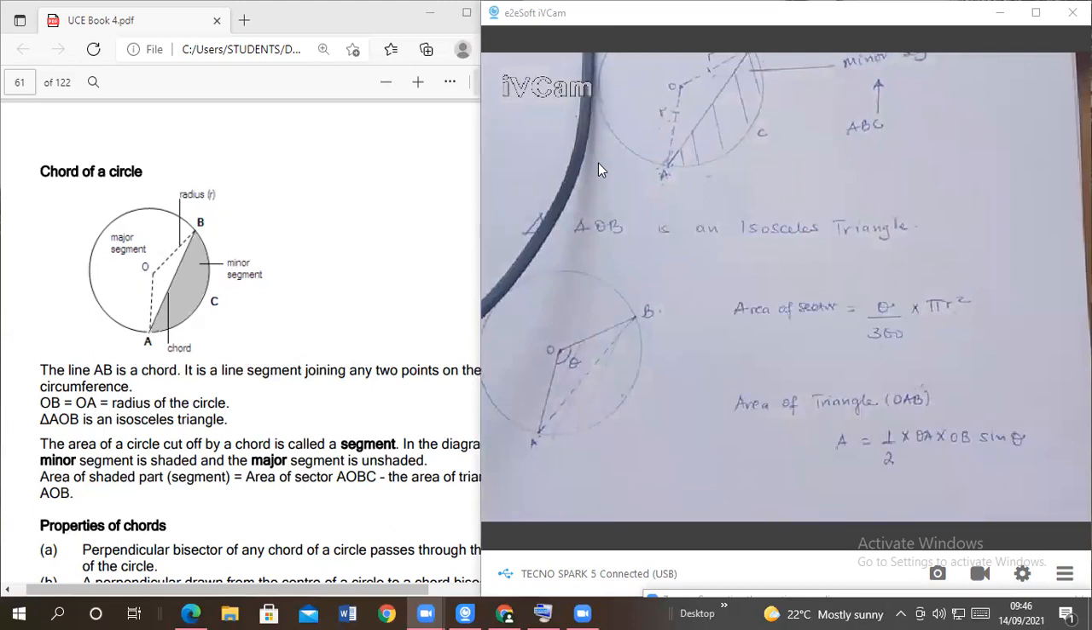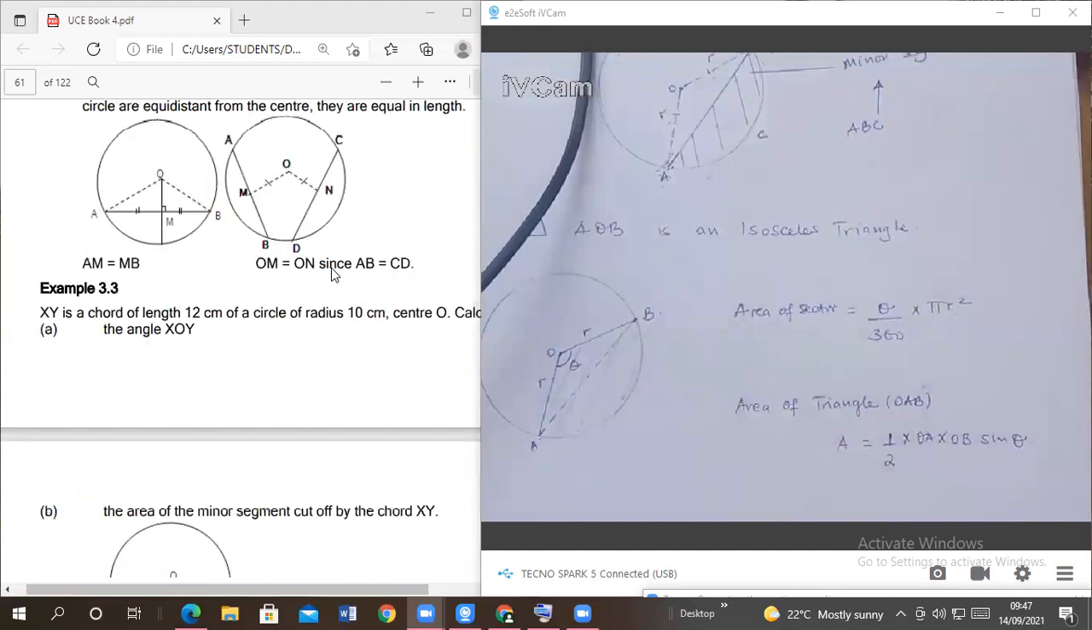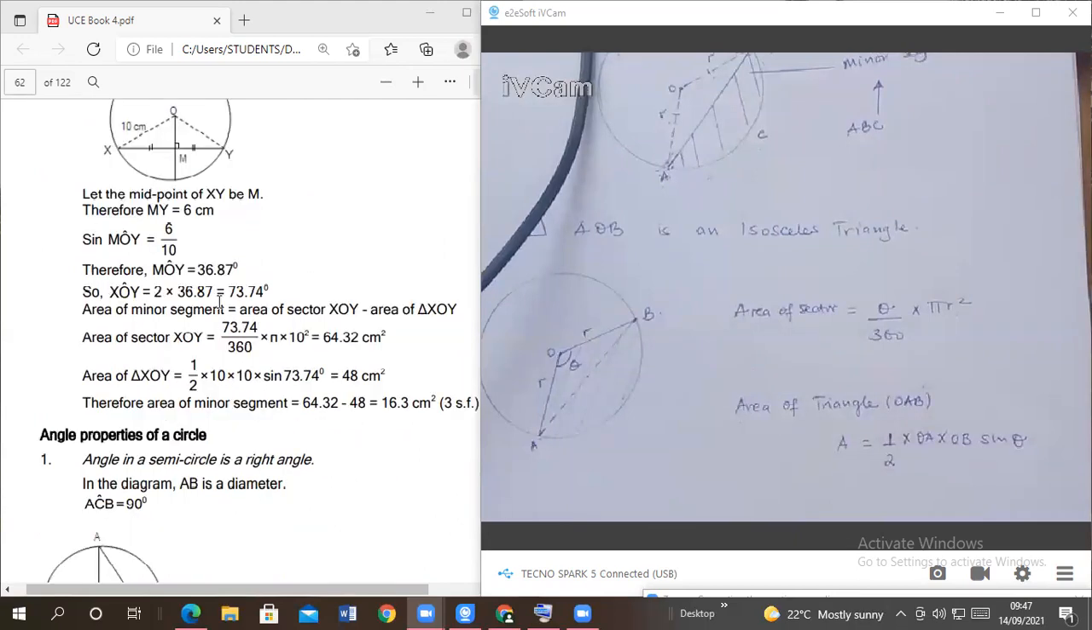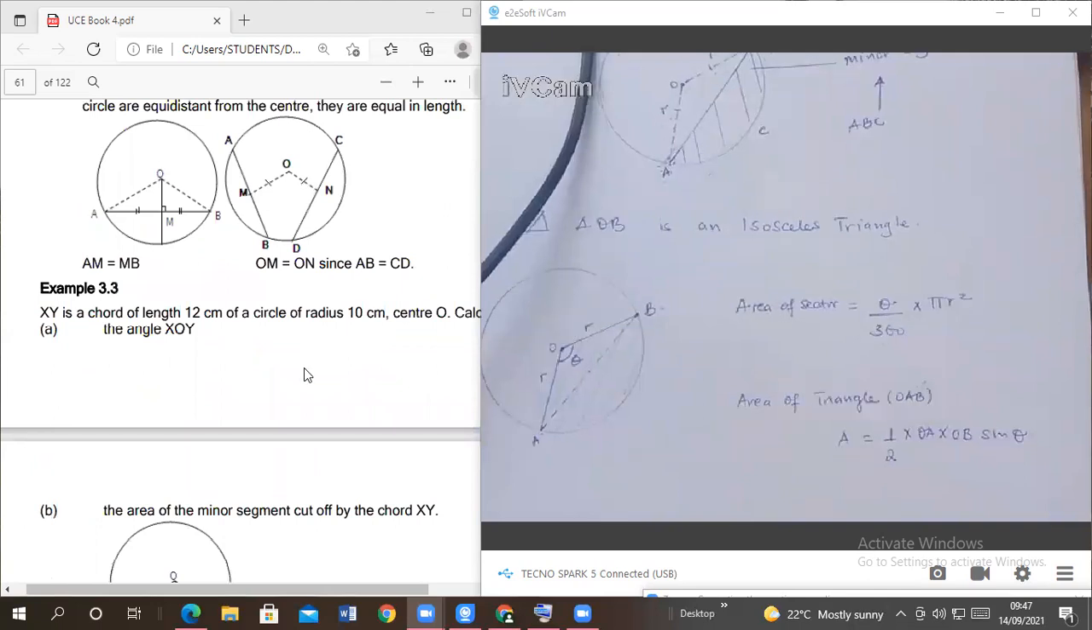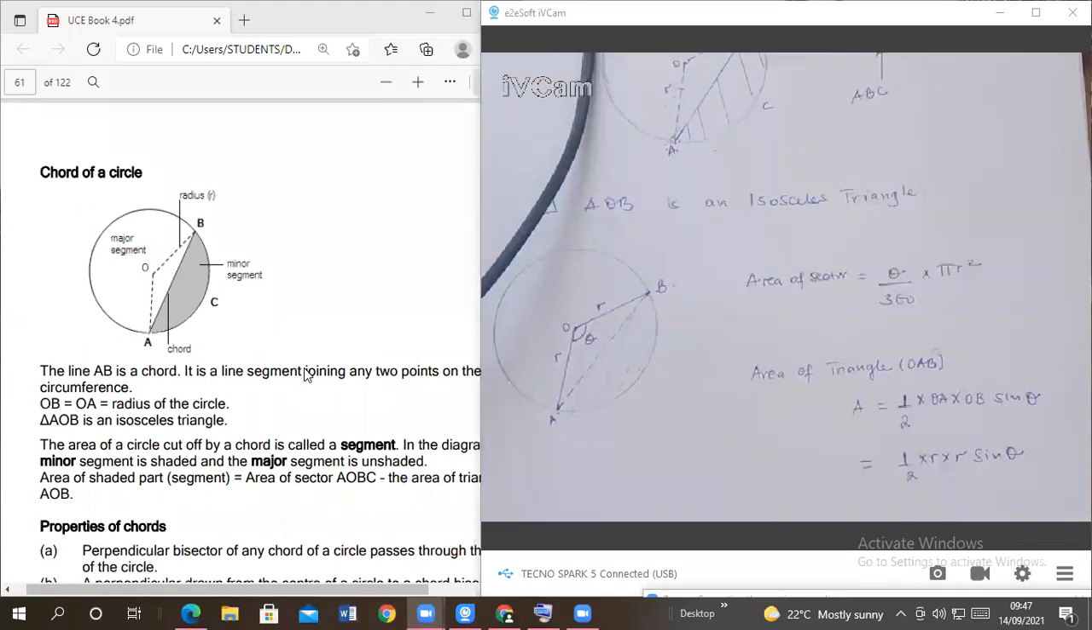Members, are we together? Yes. The area of that triangle is given by a half times OA times OB sine of the angle theta. That angle theta is the angle between these two sides, the radii here and here. It's the angle which is in between. So it means that the area is equal to 1/2 times R squared sine theta. That's the area of the triangle.